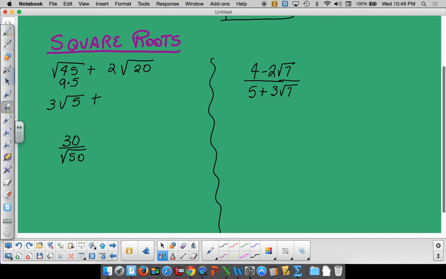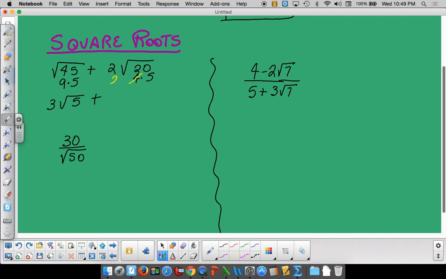We're going to do the same thing with 20. What are two numbers that make 20, but one of them has to be a perfect square number. You can't use 2 and 10. Neither of those is a perfect square. But 20 is really 4 times 5. So when I take the 4 out, square root of 4 is 2.